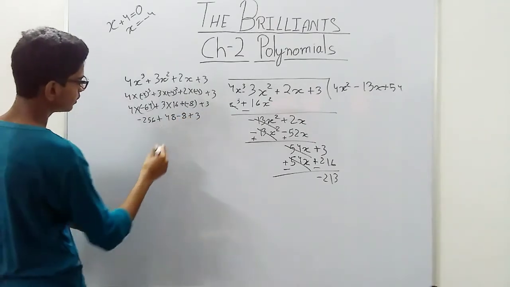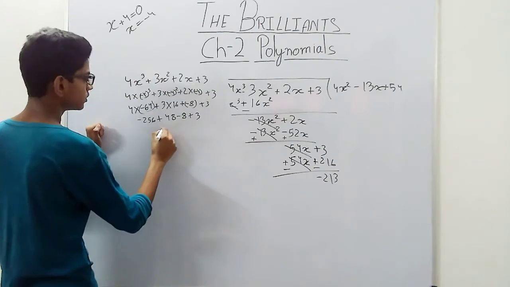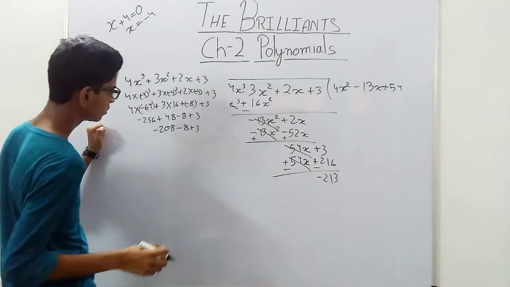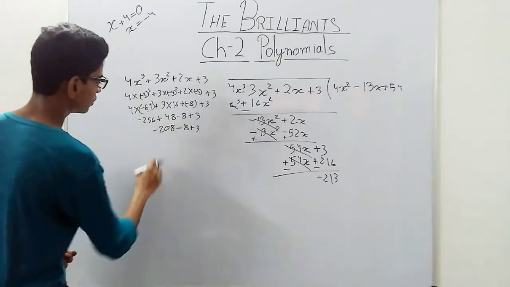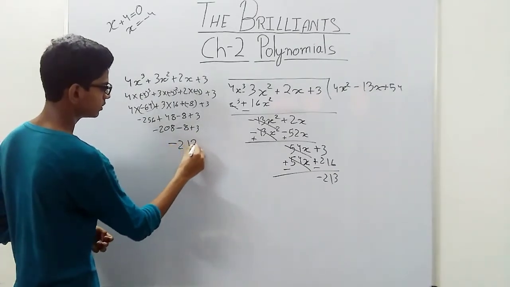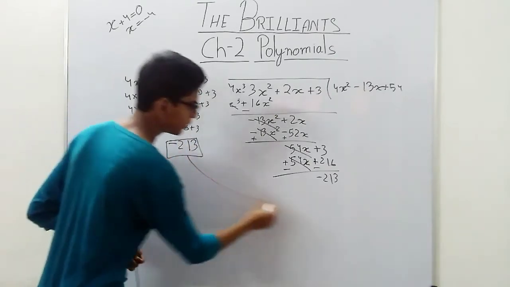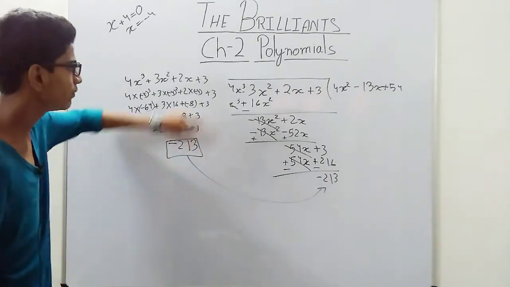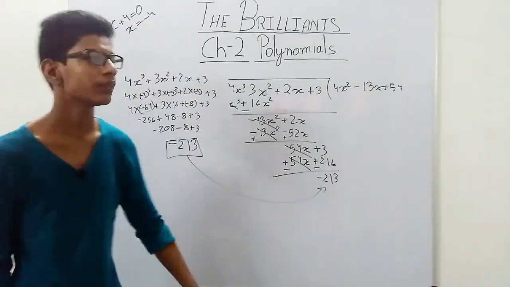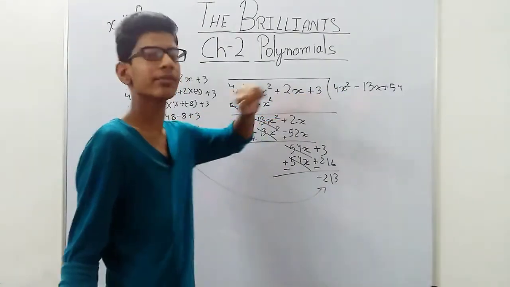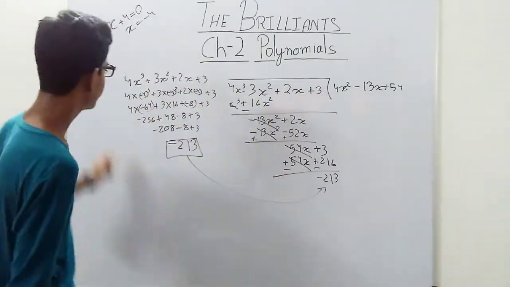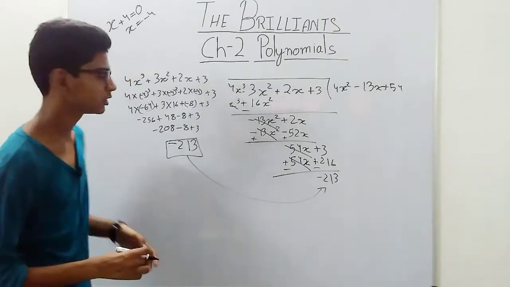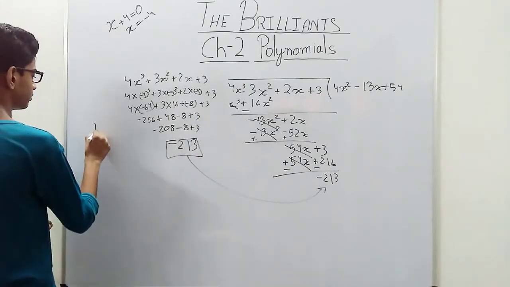Okay, now if we do it, it will come minus 208 minus 8 plus 3. Now it will come minus 230, and this is the same remainder as here. Understand? So we have done a long division to find the quotient, but if you want to find only the remainder, we can find it by using this method. This is called the remainder theorem.